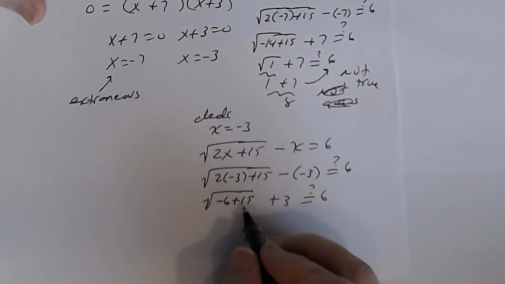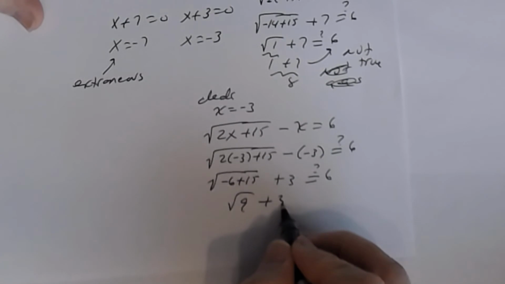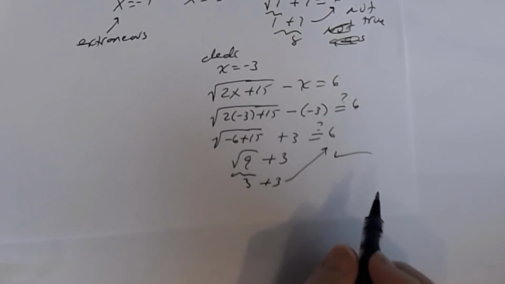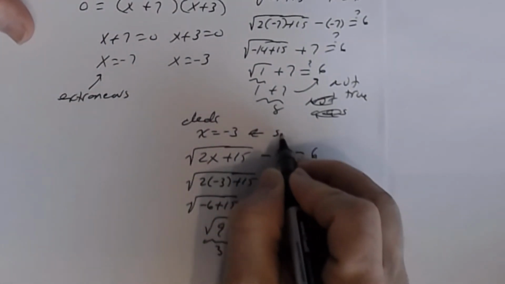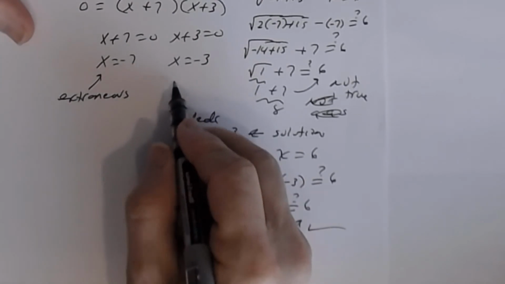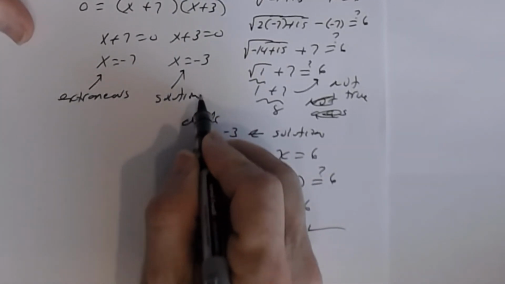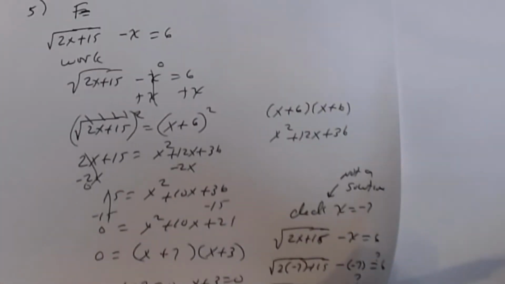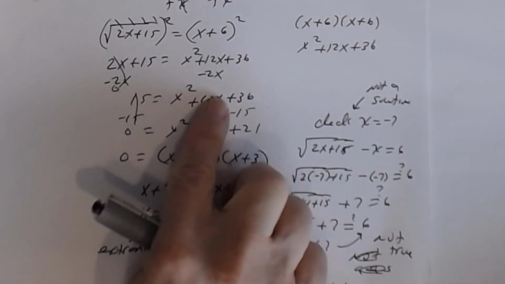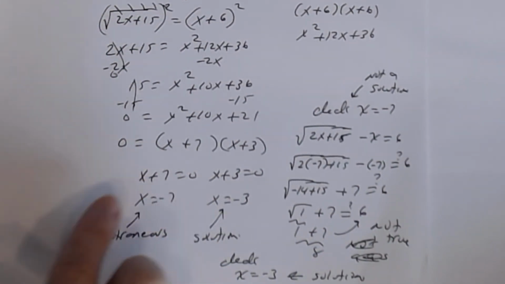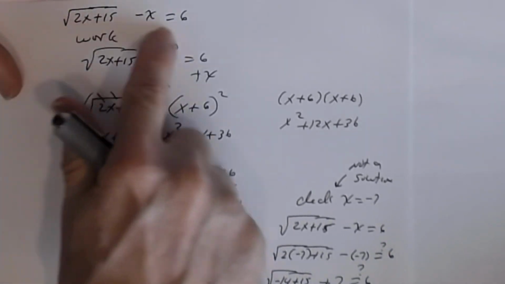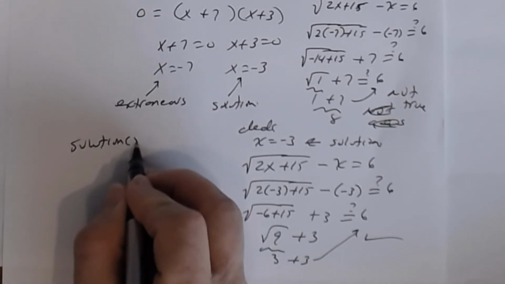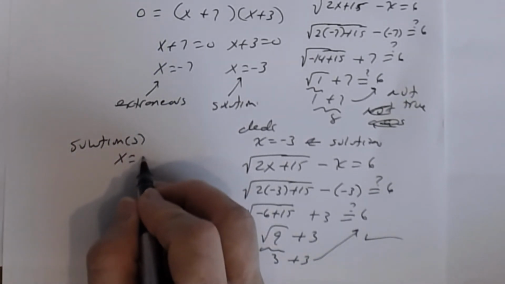Well, negative 6 plus 15 is 9. So that becomes the square root of 9 plus 3, right? Well, the square root of 9 is 3, and is 3 plus 3 equal to a 6? Yep, sure is. So that's a solution. So the only solution is this, right? This is extraneous. That's not a solution to the original equation. It's a solution to this quadratic. It's a solution to this linear equation here, but it's not a solution to the original. So in the answer, you're going to say solutions. And there's only one. You're going to say x equal negative 3.